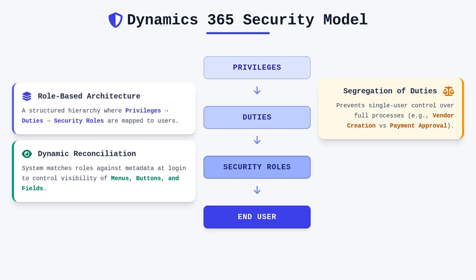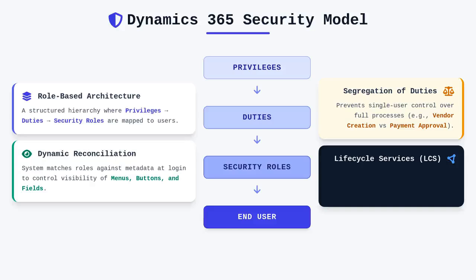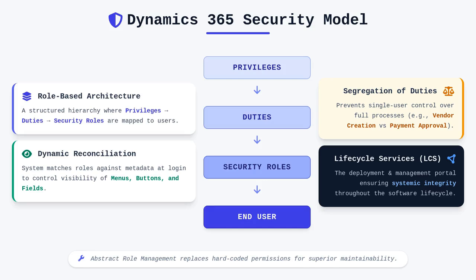By managing security through these formal, abstract roles, rather than attempting to hard-code permissions per user, the system achieves a level of maintainability that is rare in monolithic legacy software. Governance of these environments is further supported by Lifecycle Services, which provides the deployment and management portal necessary to maintain systemic integrity throughout the software lifecycle.